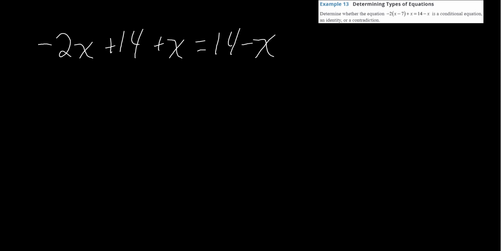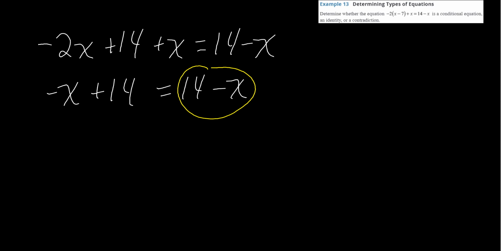So let's combine like terms on the left side here. We have a negative 2x and a positive x. So we have a negative x and then plus 14. And I have is equal to 14 minus x. So hopefully you can kind of see what we're looking at here. Notice how this is pretty much the exact same thing as this, right? It's just rearranged. I have the 14 in the front and the x in the back, as opposed to the left side, where I have the x in the front and the 14 in the back. But let's proceed.